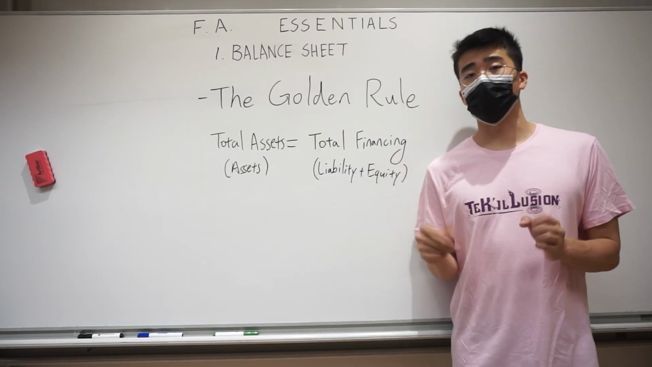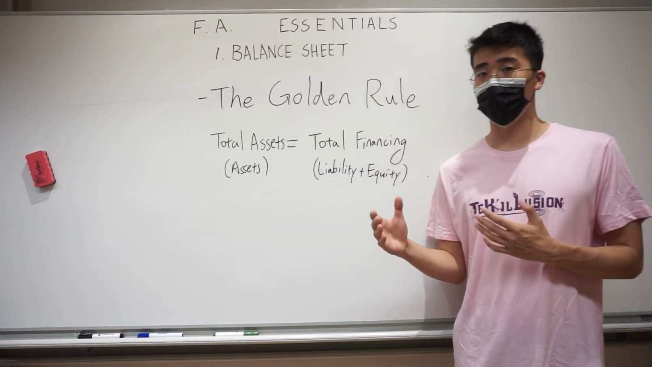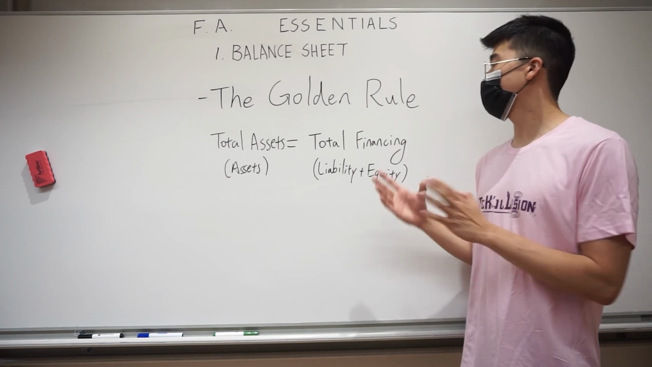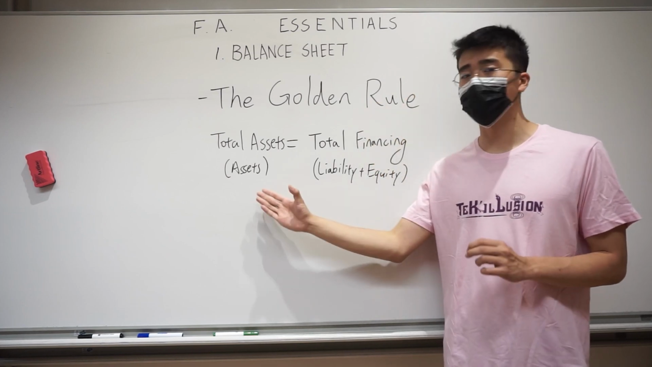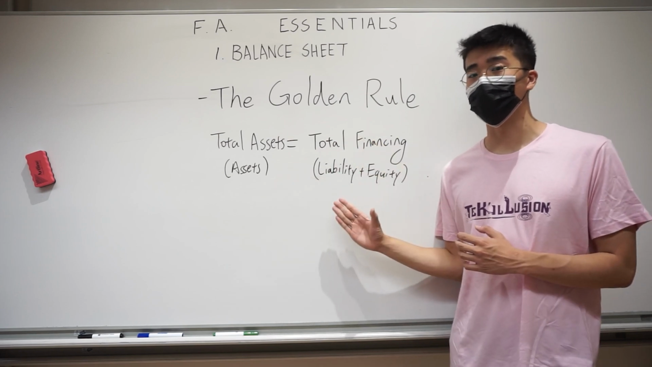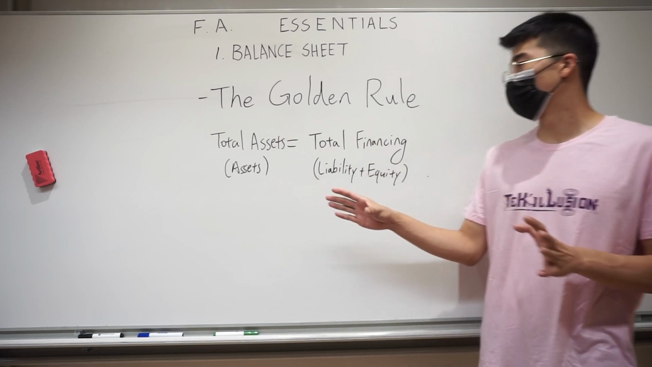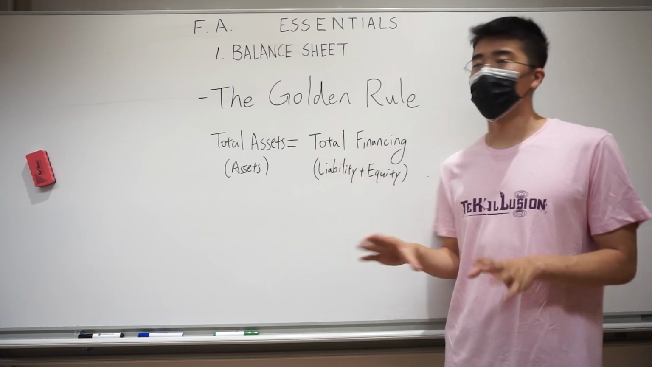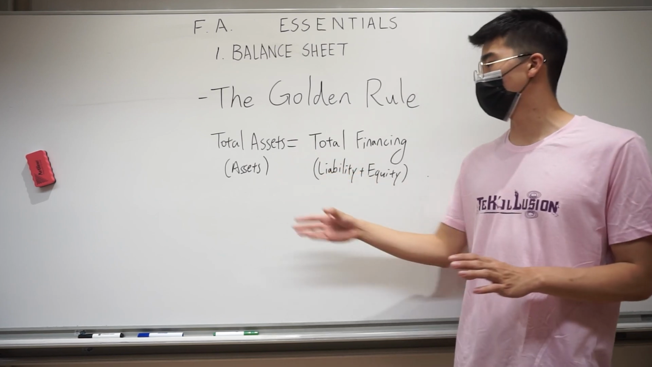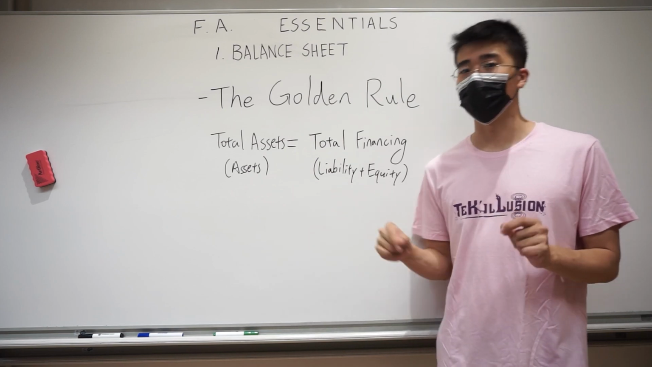Now you know the basics, especially on what's in the balance sheet and how to use it. It's time to move on to the golden rule, which is that total assets equals total financing. So I know what you're thinking, don't get blown away. Total assets and total financing, we never mentioned that before. However, it's pretty simple once you know what there is to know about balance sheets in general.